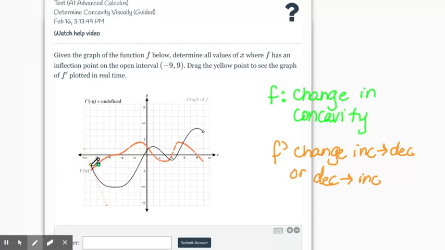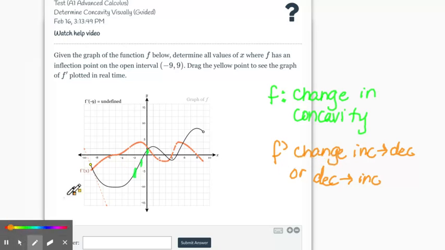So if I just look at the graph of F, I see that it starts off being concave up, and then at some point, it starts to be concave down. I'm guessing it changes somewhere around here, maybe at this X value. It's kind of hard to tell with the naked eye exactly where my graph changes from concave up to concave down. So I'm going to use my graph of F prime to help me.